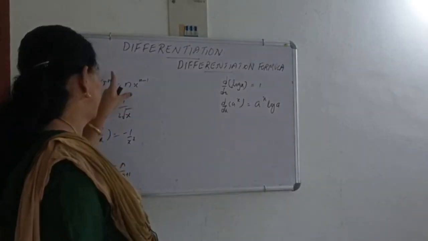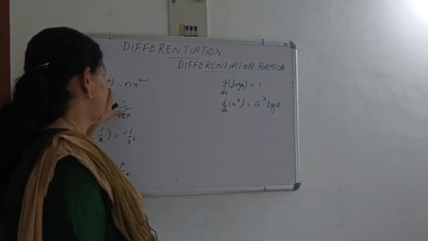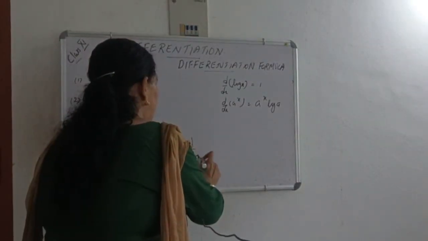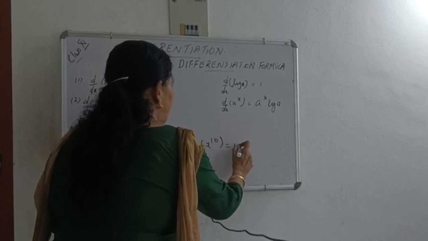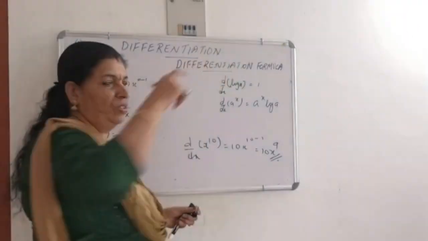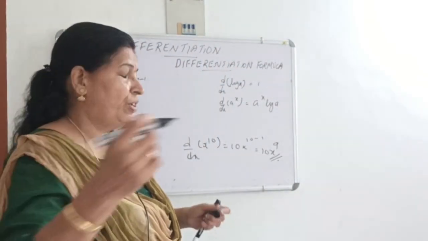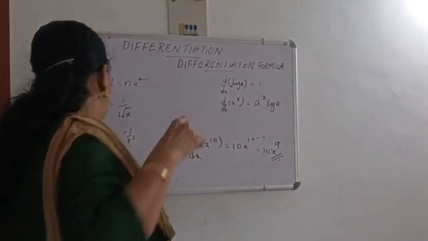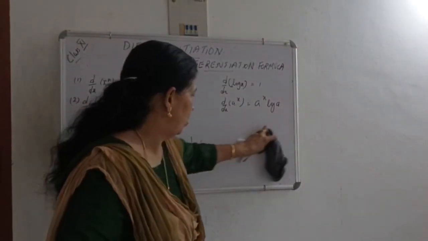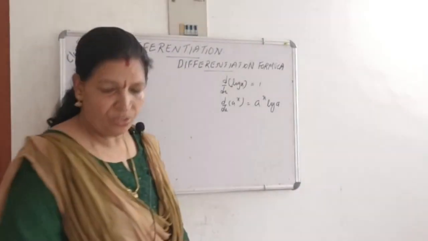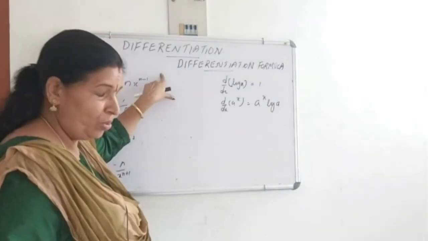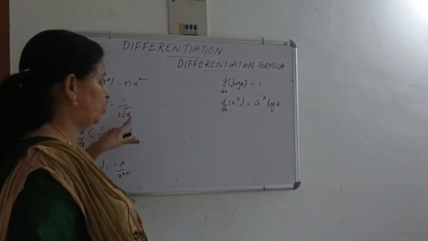d by dx of x raised to n, the derivative of x raised to n, is n into x raised to n minus 1. For example, d by dx of x raised to 10 equals 10 into x raised to 10 minus 1, that is 10x raised to 9. d by dx of x raised to 25 is 25x raised to 24, that is 25 minus 1. Then d by dx of root x, the derivative of root x, is 1 by 2 root x. You have to learn these formulas by heart when studying differentiation: d by dx of x raised to n equals n into x raised to n minus 1, and d by dx of root x equals 1 by 2 root x.